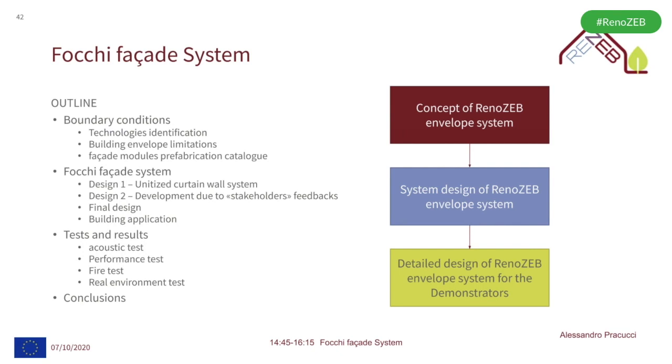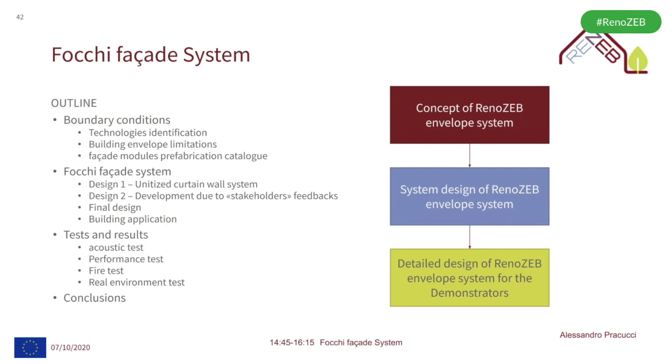After this morning presentation of the RenoZEB methodology, this afternoon I'm going to present you in more detail the products that enable the retrofitting of the building envelope itself. This presentation will be developed in different parts. The definition of the boundary conditions, with identification of the technologies, the limitations dependent on the building envelope of the existing building, and the module prefabrication issue.